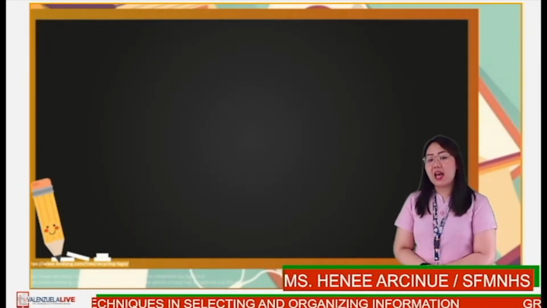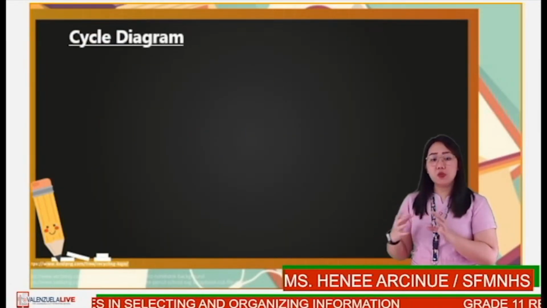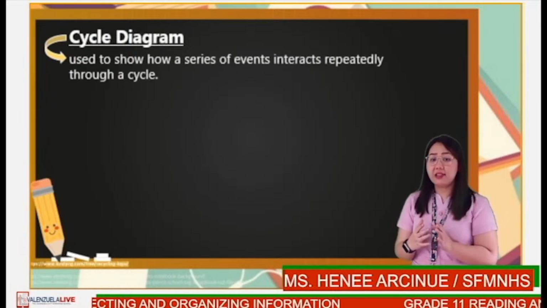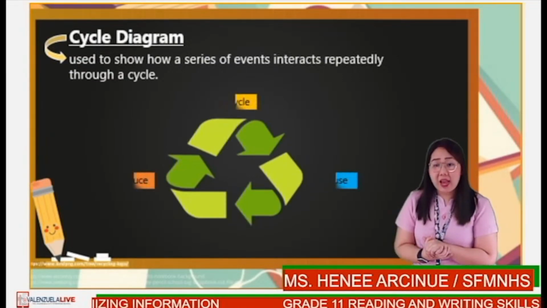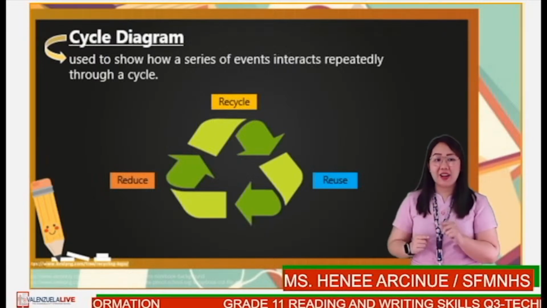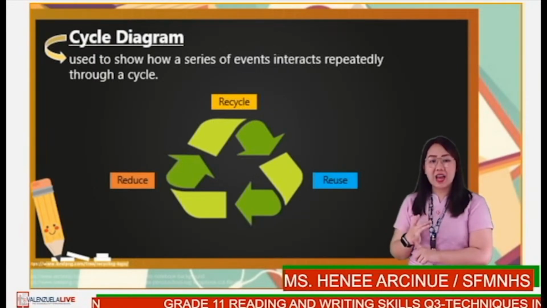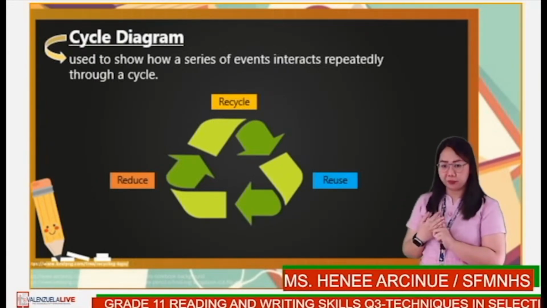Next is the cycle diagram. It is used to show how a series of events interacts repeatedly through a cycle. One of the best examples of this cycle diagram is the reduce, recycle, and reuse logo.